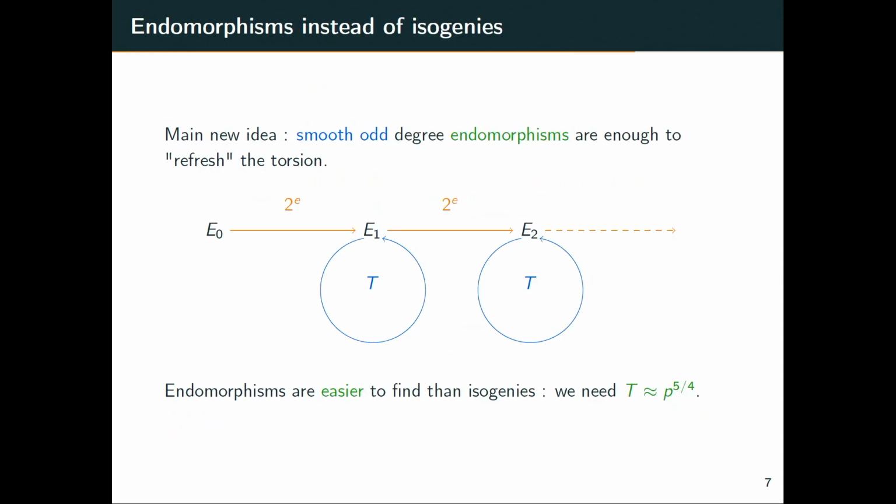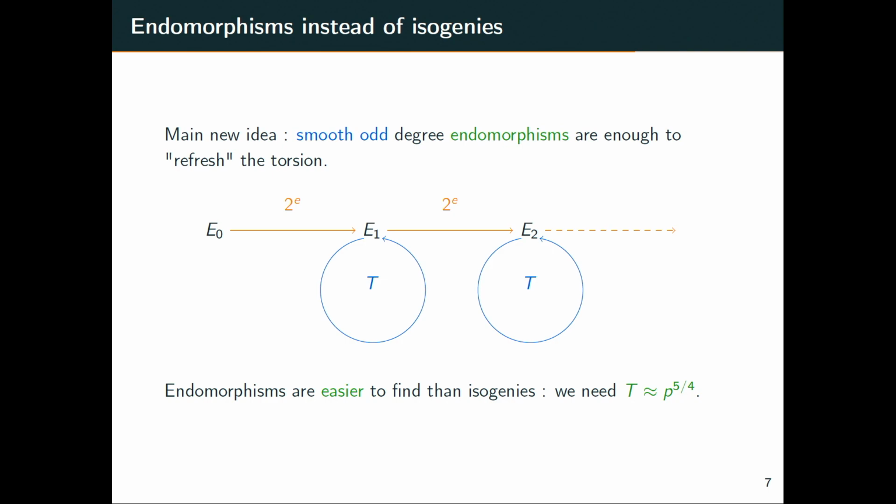So the main idea of the improvement is basically to relax the constraint on this T. If we can do that, we are going to find better primes, and this will mean a better algorithm, a more efficient scheme. So the main new idea is that this refresh phase, which previously required some kind of alternate path, can actually be performed using some smooth odd degree endomorphisms.